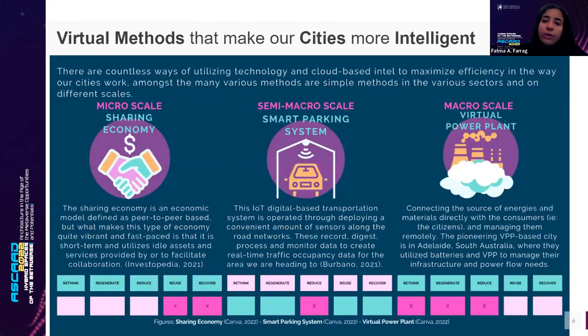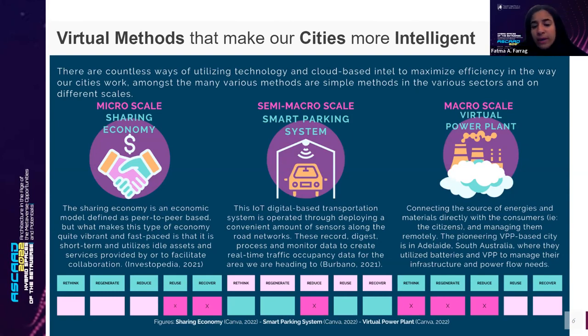Now, the virtual technologies that make these cities more intelligent. Well, there are countless types of this technology, and here are 3 types based on different scales. For the micro scale, I'll be talking about the sharing economy. It's an economic model defined as peer-to-peer based, but what makes this type of economy quite vibrant and fast-paced is that it's short-term and utilizes idle assets and services provided by or to facilitate collaboration. And in the CCA, it checks reuse and recover.